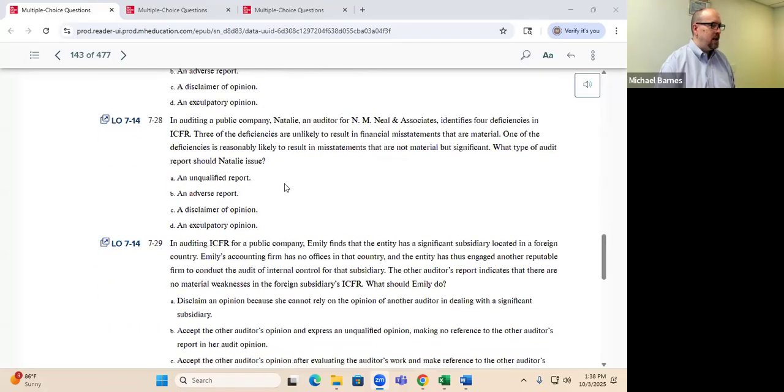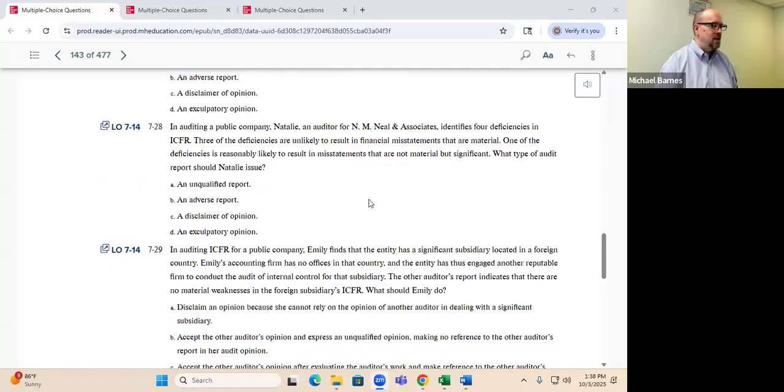In auditing a public company, Natalie, an auditor for NM Neal Associates, identifies 4 deficiencies in ICOFR. 3 deficiencies are unlikely to result in financial misstatements that are material. One of the deficiencies is reasonably likely to result in misstatements that are not material, but significant. So let's go ahead and clarify, categorize these, okay?